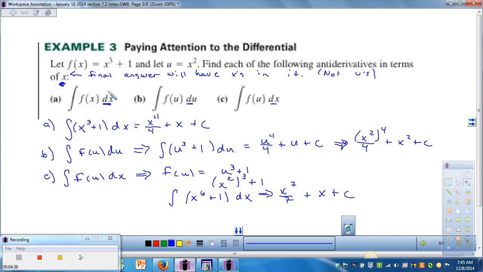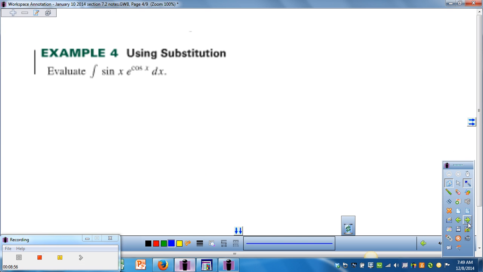Okay? So it makes a difference what our variable of integration is as to how we will proceed. So just something to keep in mind as we move forward. Let's move on. All right, this is the first one that we will need u substitution for.